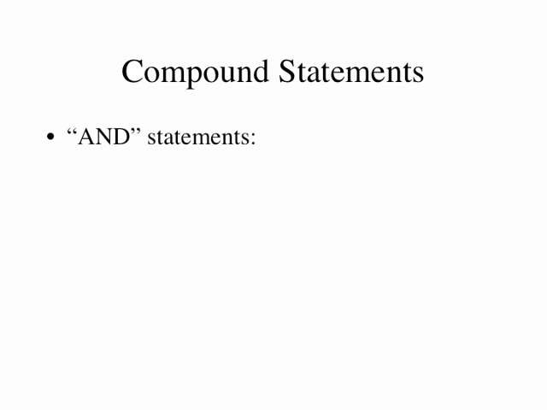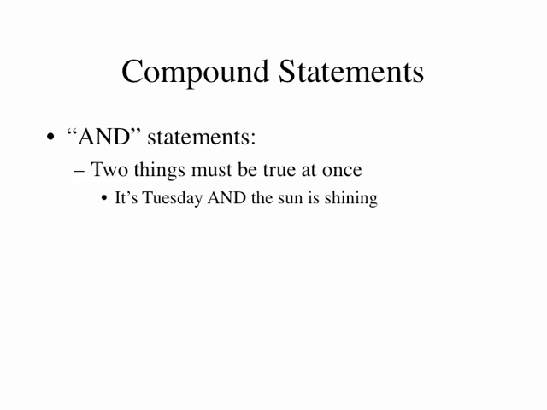The first are and statements. This is where we take two statements and we join them together with the word and. Here are some non-mathematical examples. In and statements, two things have to both be true at once. For example, it's Tuesday and the sun is shining. For this compound statement to be true, two things have to be true.